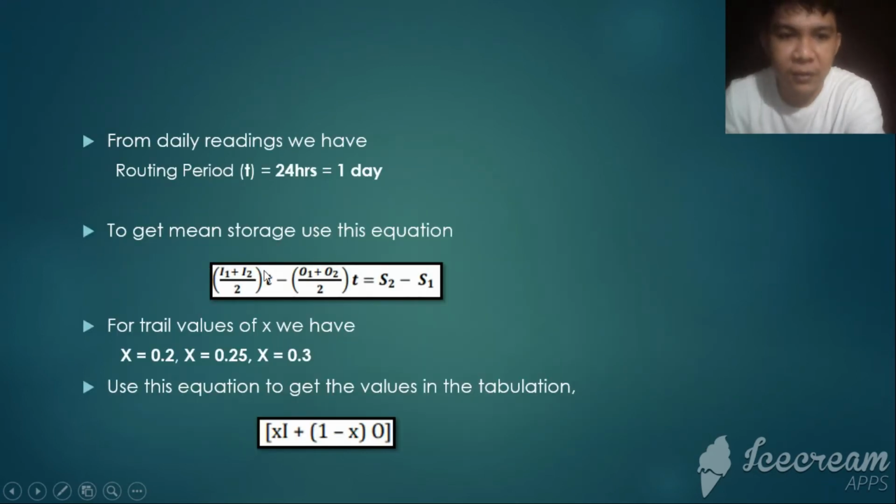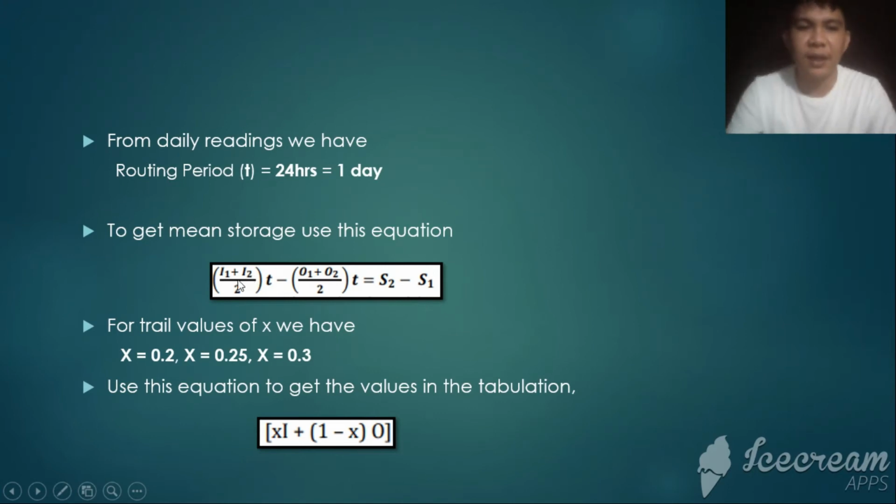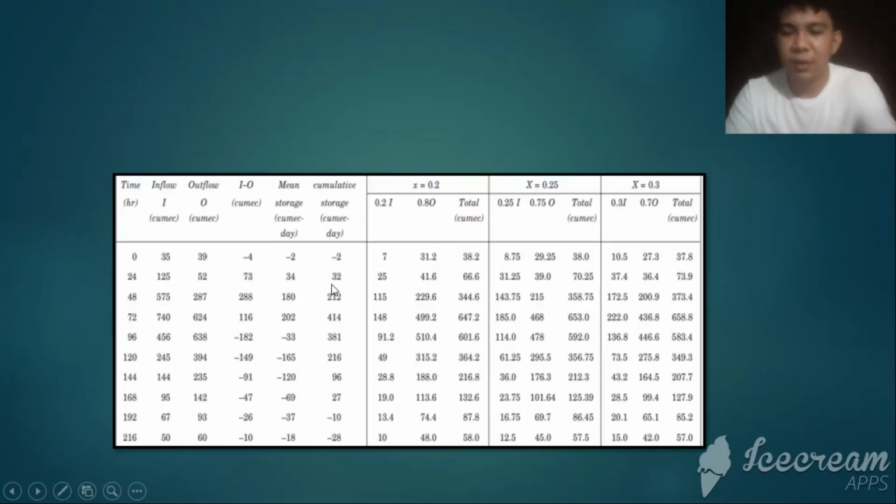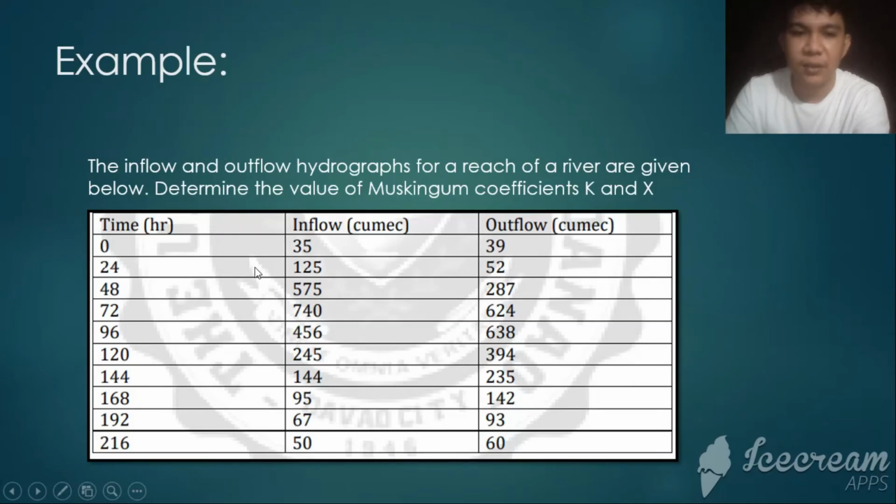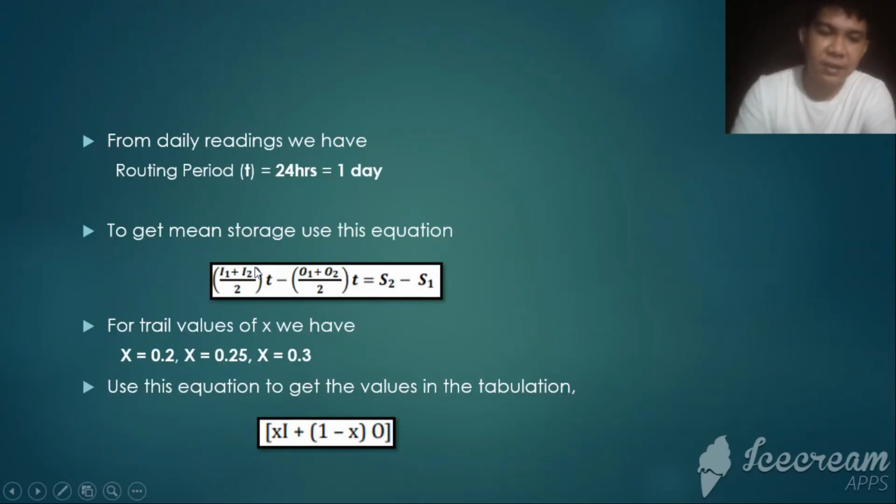So, the formula we will use is this: I1 plus I2, over 2, times the time interval, minus O1 plus O2, over 2, times the time interval. We don't have I2 or O2 yet. The data in the first row is only I1 and O1. So we just substitute into the formula. Our inflow is 35 all over 2, times the interval T, which is the routing period of 1 day.